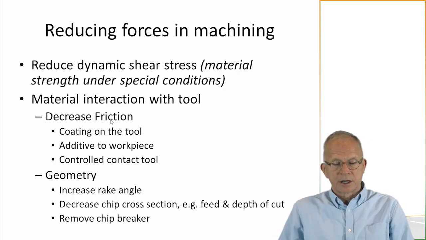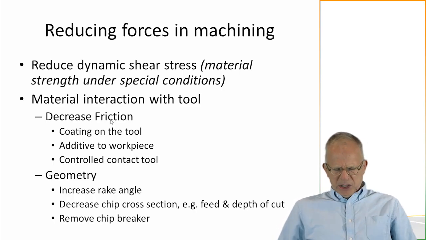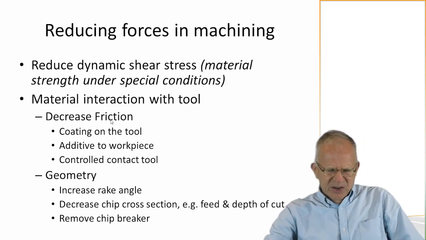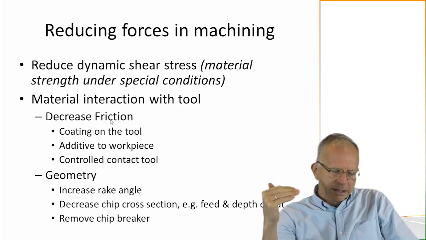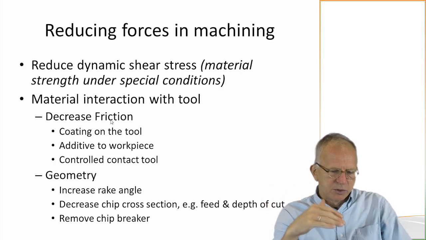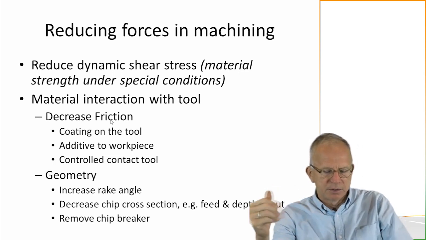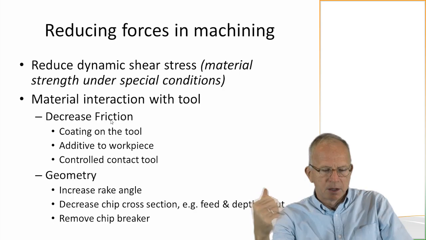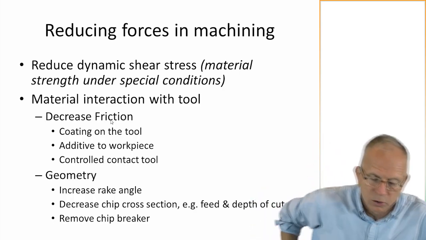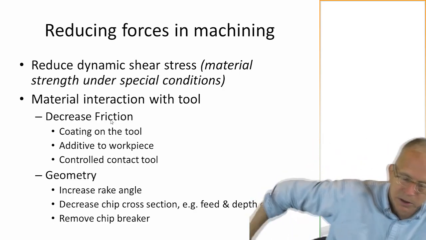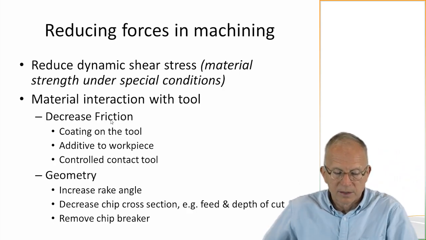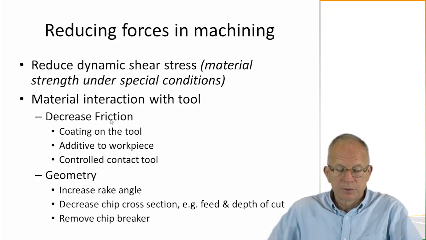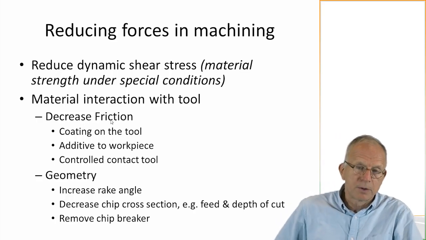The controlled contact tool that we mentioned last time can reduce the friction on the rake face, because if the chip is welding onto the rake face, if we can reduce the length of the contact, then we reduce the frictional forces. The other thing that I haven't noted here is a coolant can act as a lubricant, although it is difficult for the coolant to get into this interface between the chip and the tool.